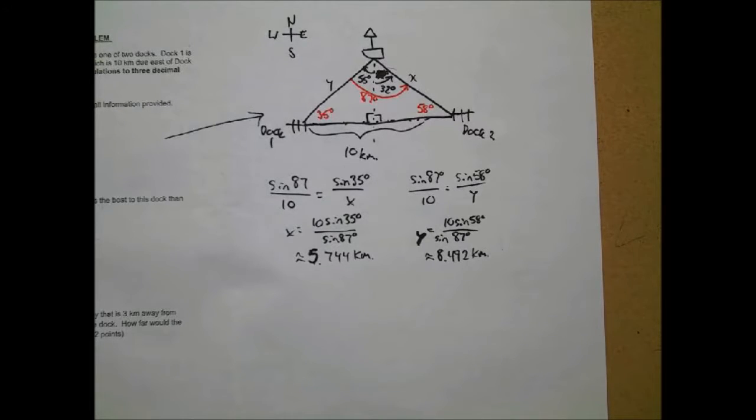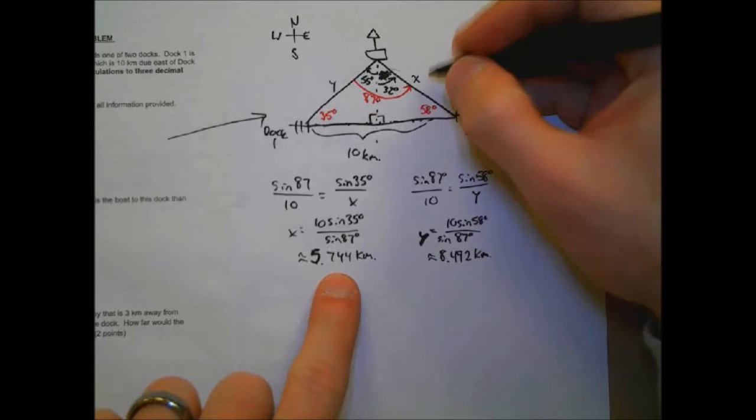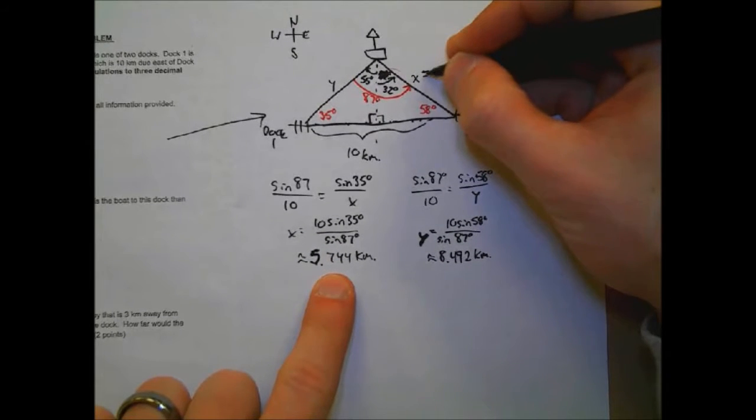Did we answer the question that was being asked? No. What do we still have to do? Which one's closer? Which one's the least amount of distance? So the answer here would be doc what? Doc 2. And again, it's helpful maybe to write up here that's about 5.744 there.